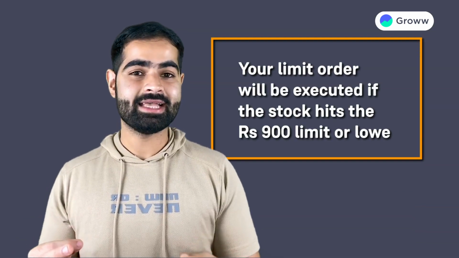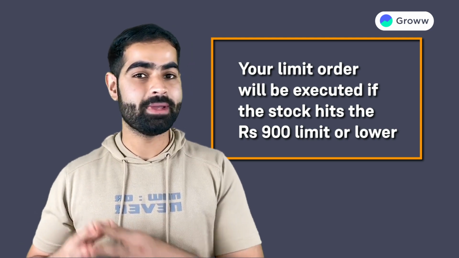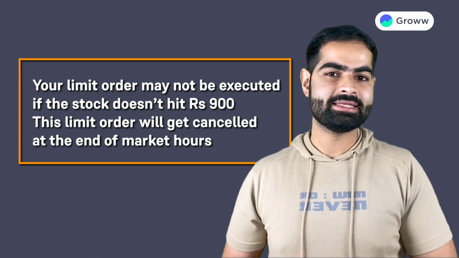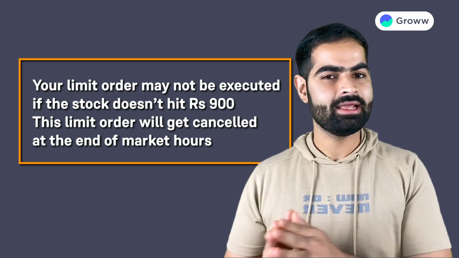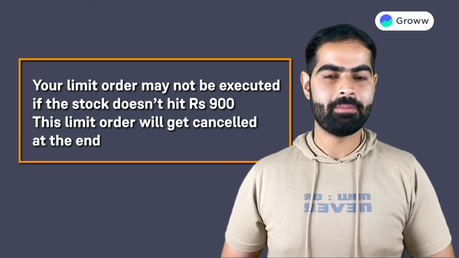So in this case, your limit order will be executed only if the stock hits rupees 900 or it goes below that. Your limit order may not be executed if the stock doesn't hit 900 rupees. This limit order will get cancelled at the end of market hours.